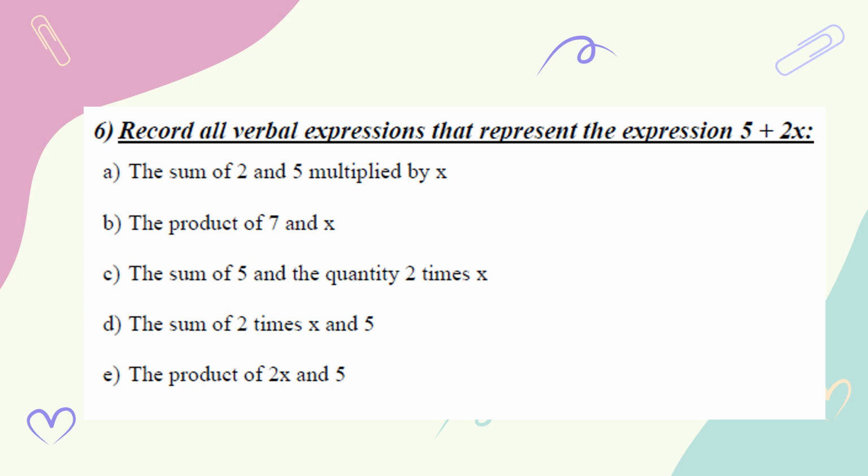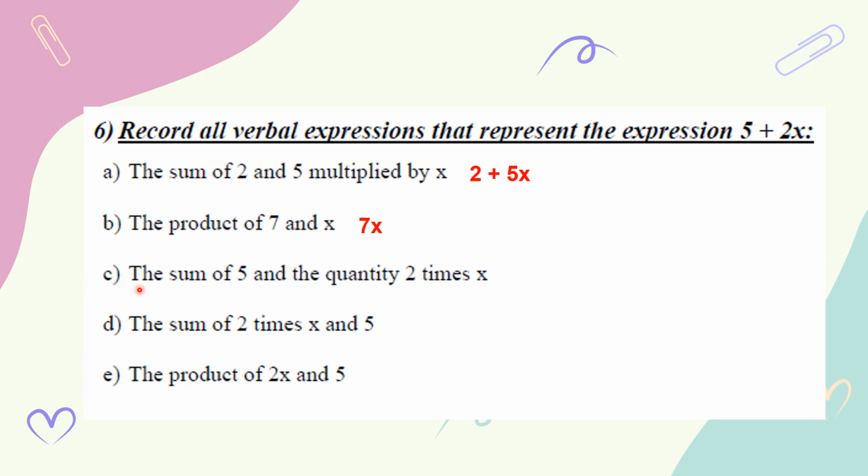Record all verbal expressions that represent the expression 5 plus 2x. So let's choose which one of these verbal expressions equal 5 plus 2x. In letter A, the sum of 2 and 5 multiplied by x. Sum means plus. 2 and 5 times x. So it will be 2 plus 5 times x. The product of 7 and x, it will be here 7x, so it doesn't equal 5 plus 2x, and also letter A does not equal 5 plus 2x.